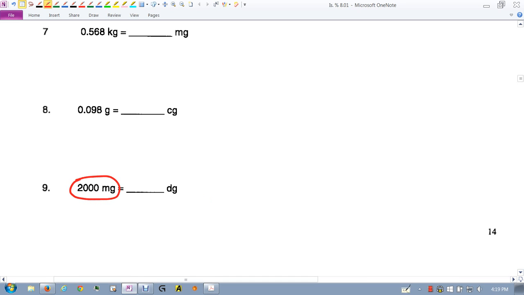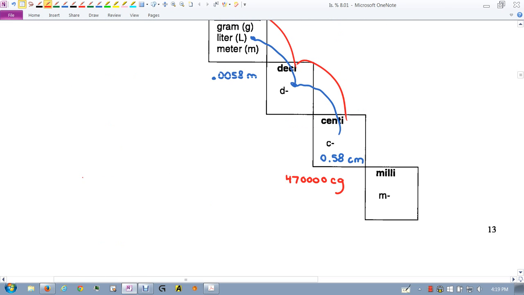It was this one right here. So I'm going to go put 2,000 in the milligrams position. 2,000 milligrams. And I want to take it to this one, decigrams. So I want to go 2 positions, 1, 2. So when I move up the steps, I move the decimal to the left 2 places. So what does it become? 20 dg, decigrams.